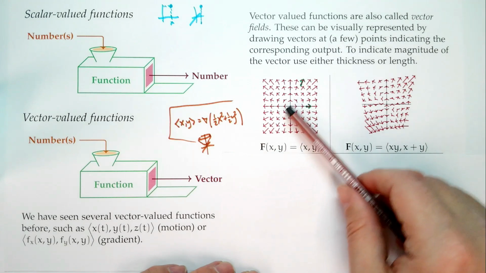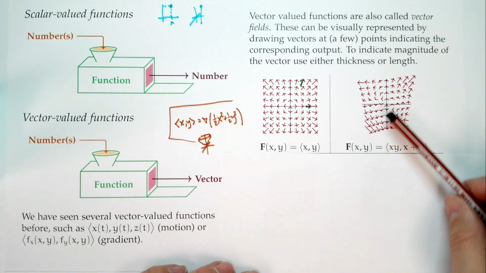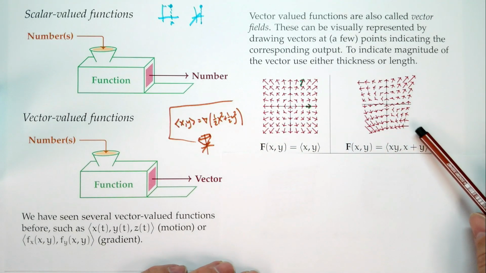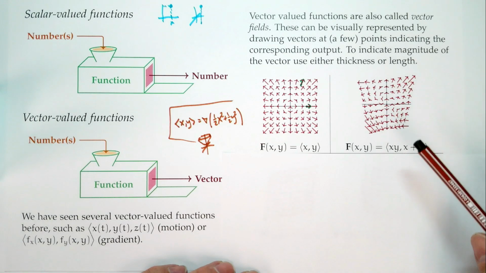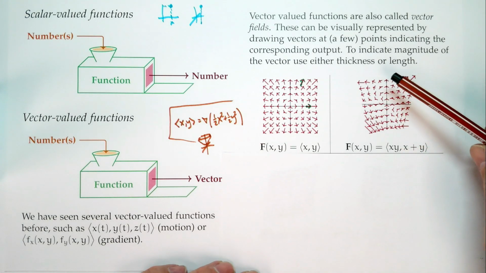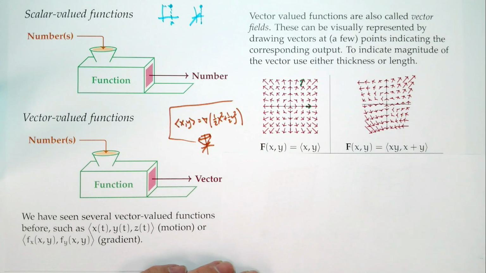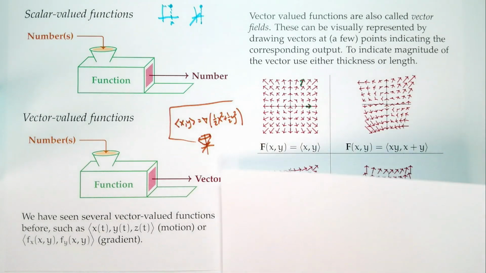Whereas over here we're always moving out from the origin, well, sometimes we're moving out from the origin, but sometimes it looks like we're moving towards the origin. Sometimes it looks like we're moving somehow perpendicular to where we should be. And it just varies. Very different behavior.